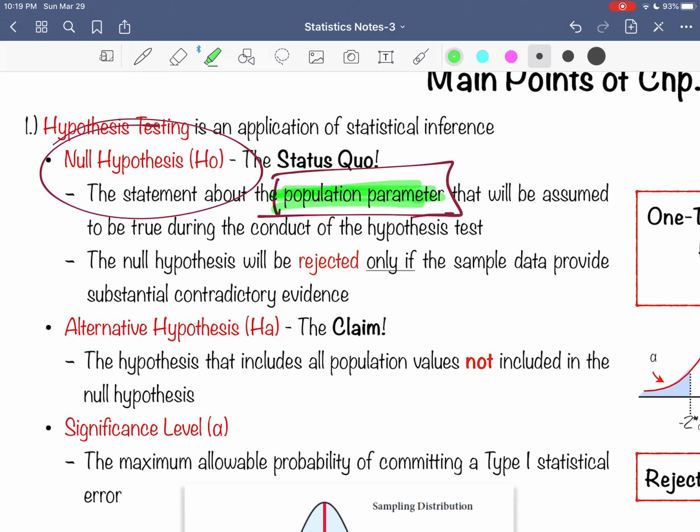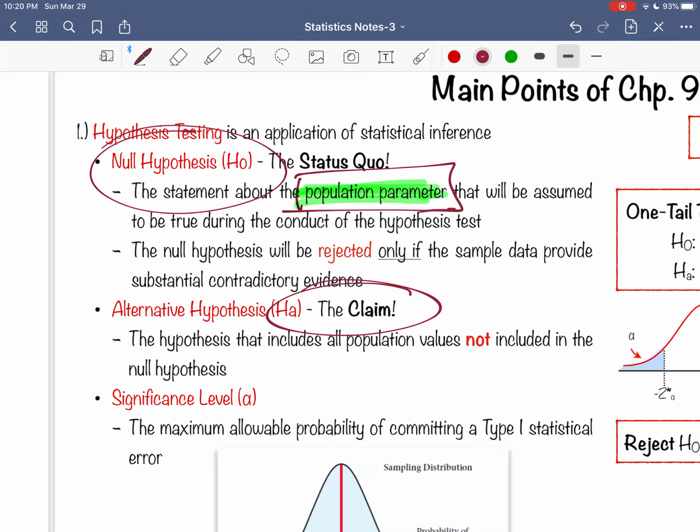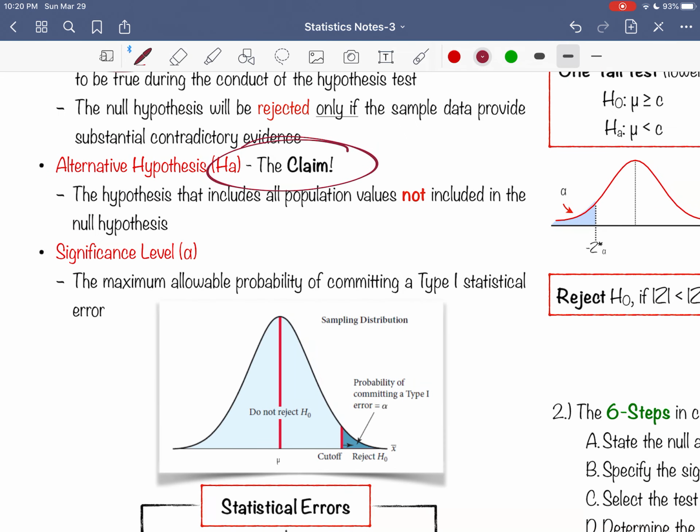So the alternative hypothesis is essentially the claim, and it is a challenge against the null hypothesis. It includes everything that the null does not. We'll see what that means in one of the problems.